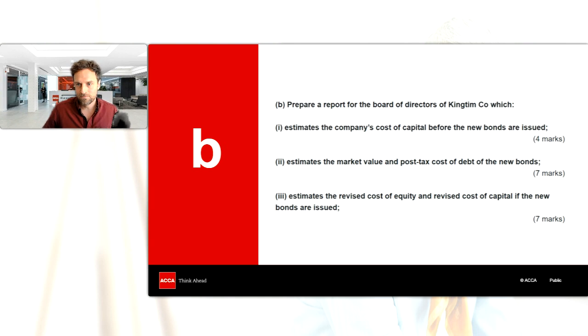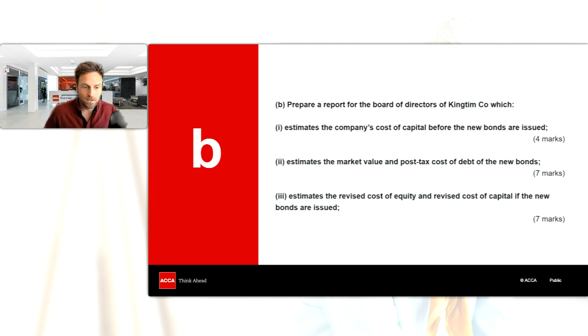Now, part B. Again, part B is in a lot of detail, so I'm not going to go into each of their scripts. You can find this article and see the full responses on ACCA's website, so you can get into that and have a look. But in here, this was a report to the board of directors, which then says estimate the cost of capital before the new bond, then the market value and the cost of debt for new bonds, and also the revised cost of equity and cost of capital. So lots of cost of capital stuff in here, which is a topic I love. So this would be great for me. And yeah, plenty of marks going.